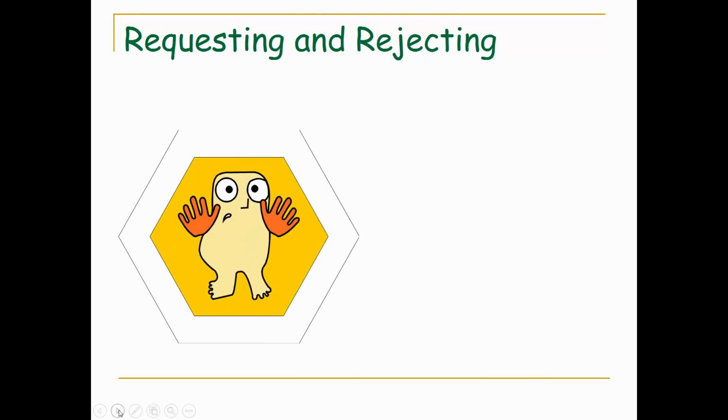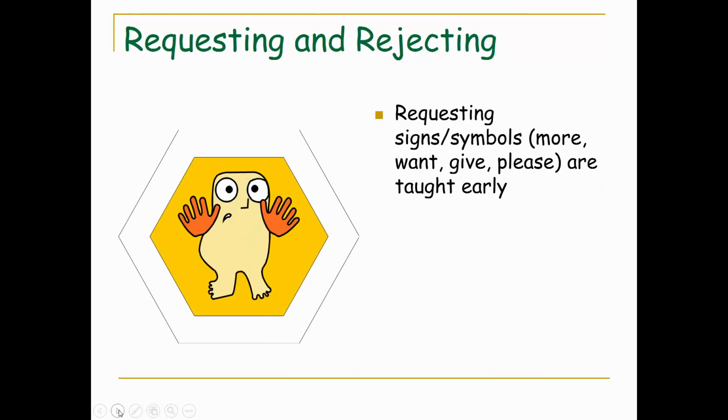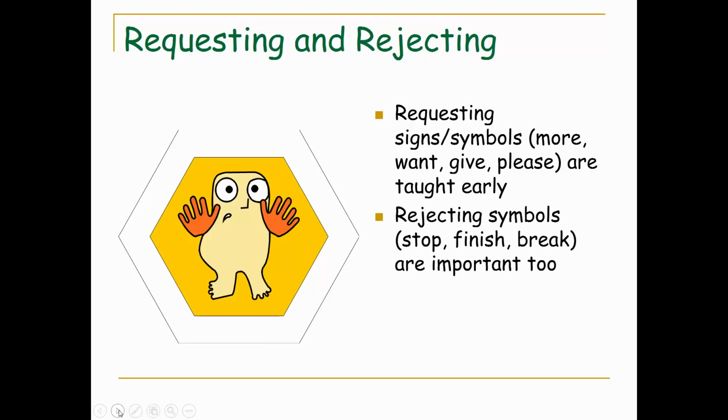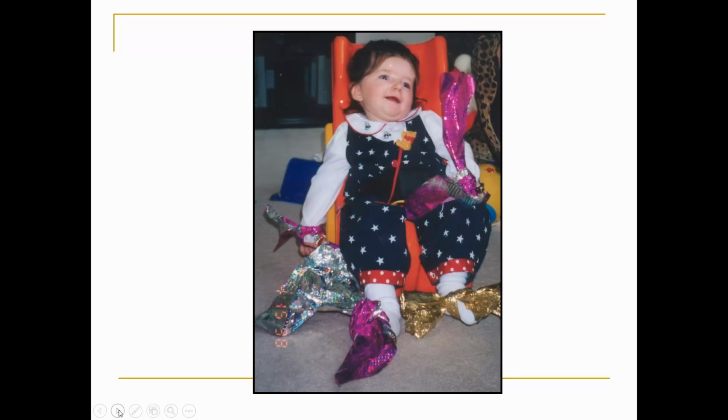Requesting and rejecting is super important. So this is a way to say, I want more, please. These are taught very, very early. And then rejecting: stop, finished, I want a break. Super, super important on your first system.